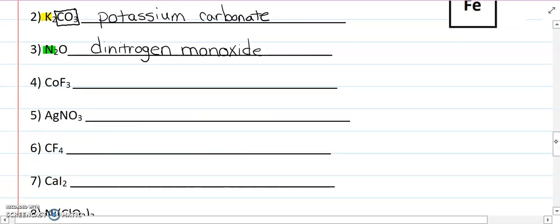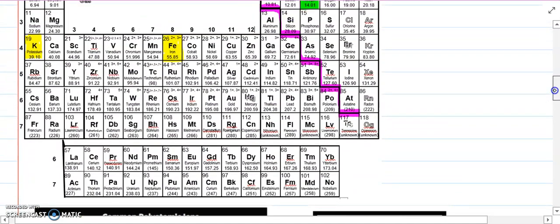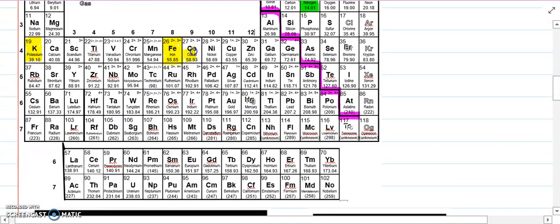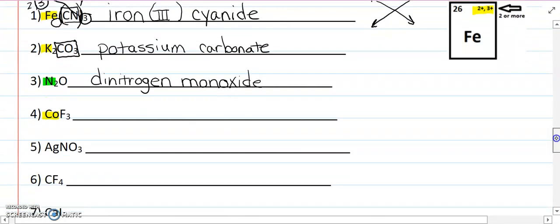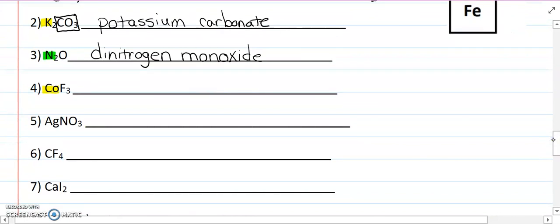So I'm going to take a look at my first element, and my first element is going to be cobalt. I find cobalt on my periodic table, and cobalt is here. Like iron, cobalt has a 2 or a 3 charge, and that means I need to have parentheses to go along with that. So because I know that this could be a 2 or this could be a 3, I'm going to write cobalt. I'm going to put parentheses, and since it's a 2 or it's a 3, I'm going to wait.